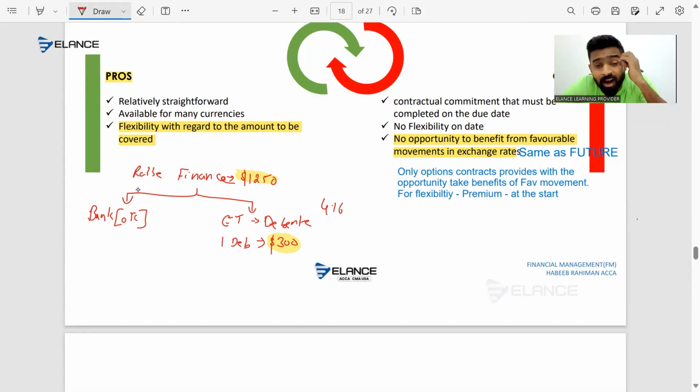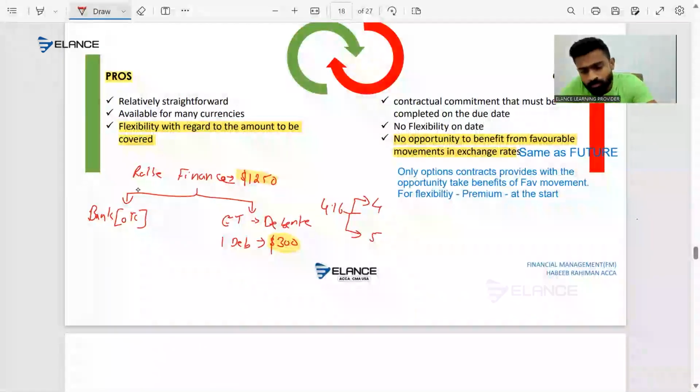We can't issue 4.16. Either we have to settle with 4 or we have to settle with 5. Listen carefully. If we settle with 4, how much fund could we raise? 300 into 4 is 1,200 only. So we are underfinanced, not underhedged, underfinanced.